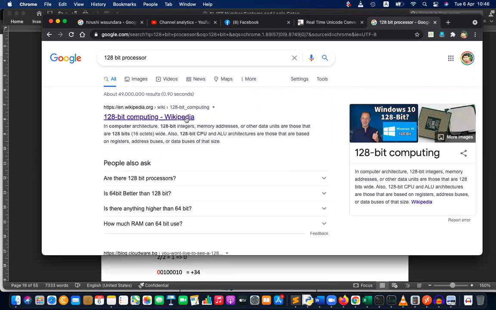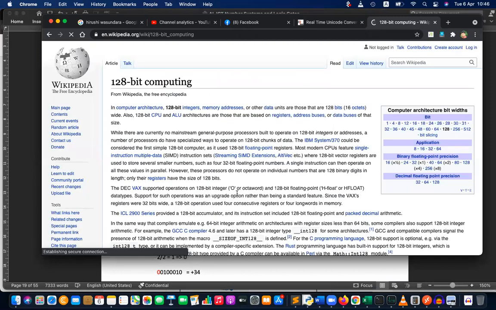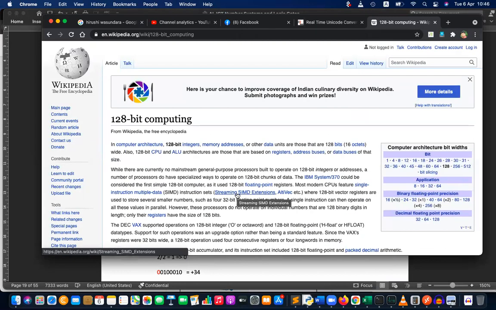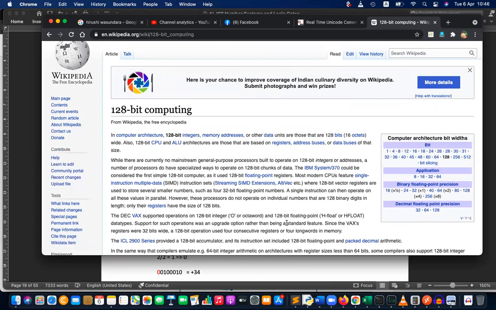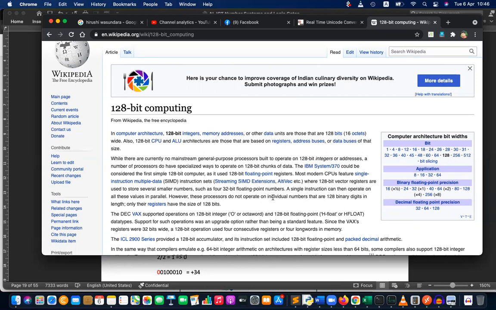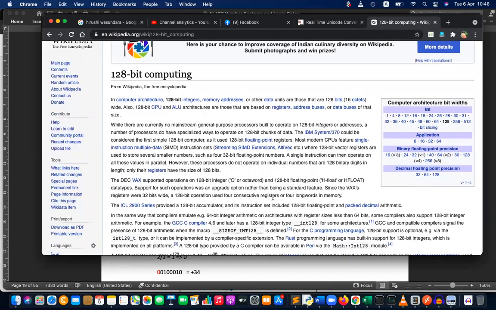It's there, but I'm not sure whether an application is there. IBM System 370. There are currently no mainstream general purpose computers built to operate on 128-bit integers. Some processors do have specialized ways to operate on 128 bits. Modern CPUs feature single instruction, multiple data. So there are ways to do that, but directly, 128 is still not there.